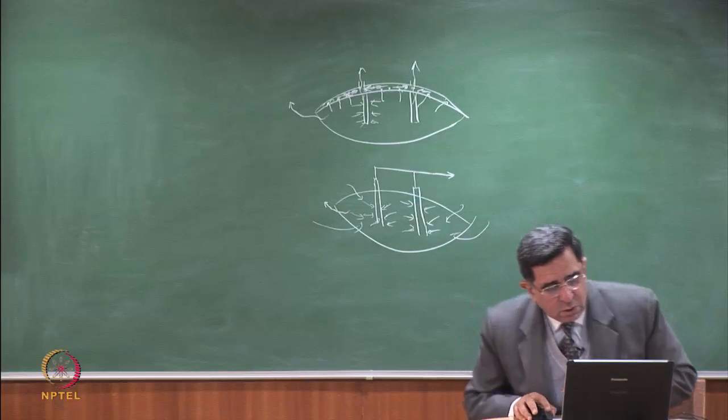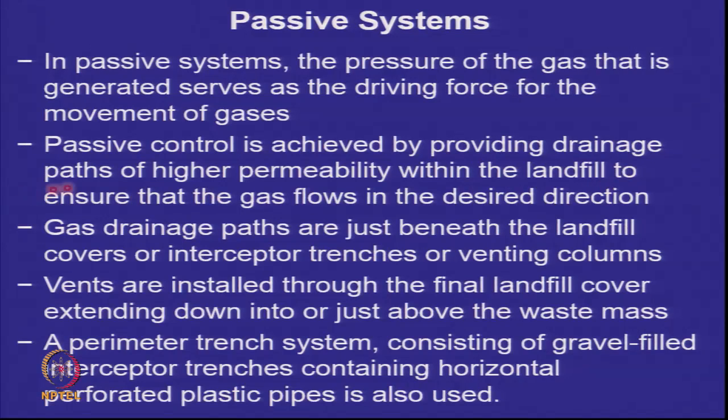So passive control is achieved by providing drainage paths of higher permeability. Gas drainage paths are just beneath the cover, or interceptor trenches or venting columns, and vents are installed through the cover system, and a perimeter trench is given all around the landfill.